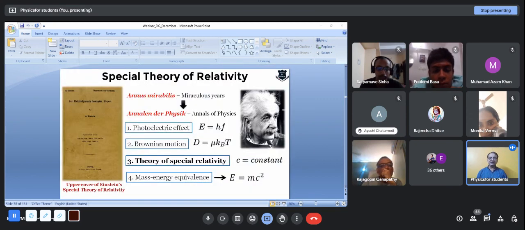So this was the miraculous years, we call it annus mirabilis, right? When the first paper was on E equals hf, the second paper was on Brownian motion, the third was special relativity, and the fourth one.